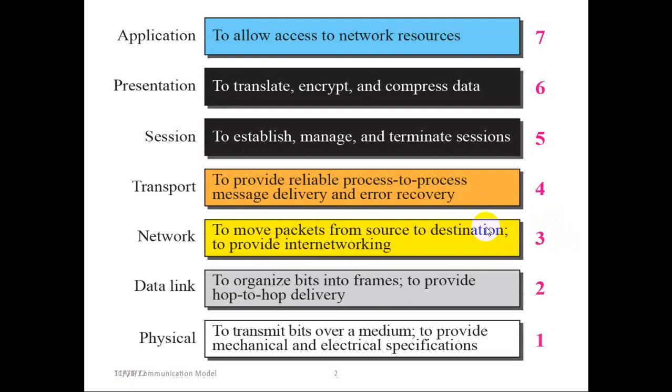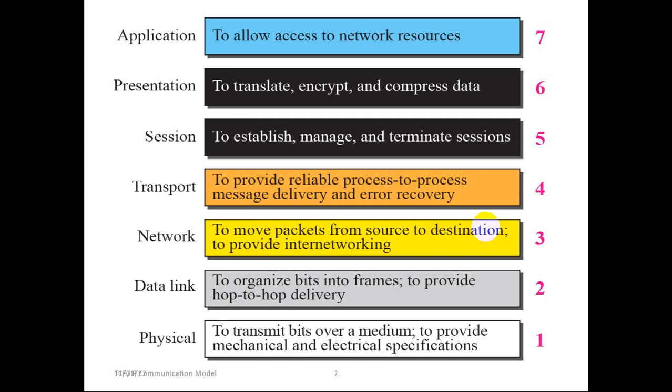And in the next slide, we have arranged each and every layer according to their functions. Let's talk about the physical layer, as this is layer 1. What does the physical layer do? The physical layer transmits bits over a medium, and it provides the mechanical and electrical specifications. The data link layer, also known as layer 2, organizes bits into frames to provide hop-to-hop delivery.